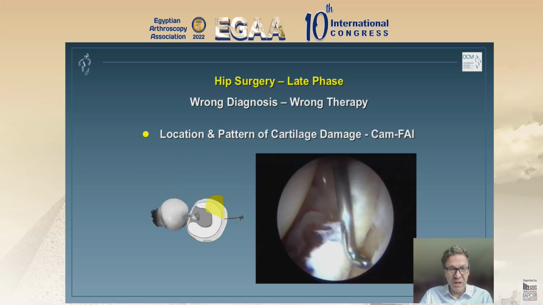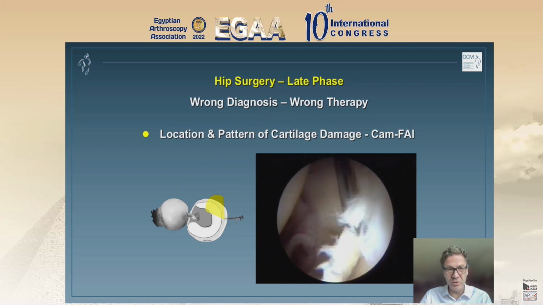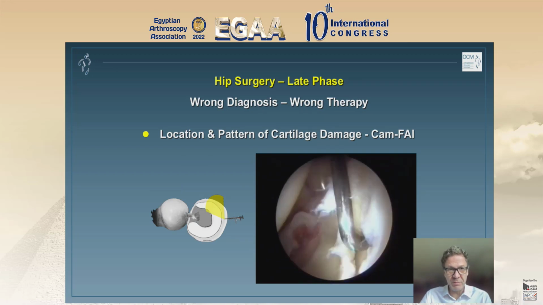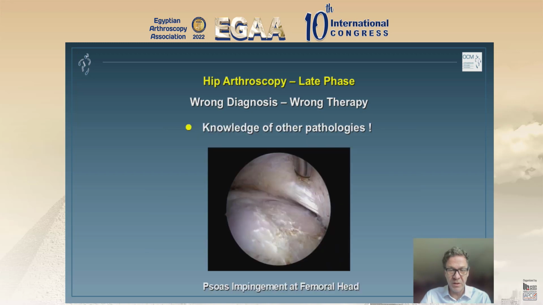So when you, for example, perform hip arthroscopies, it is always crucial to check the location and patterns of cartilage damage. If you see such a cartilage delamination at the anterolateral rim, this is a typical sign of cam femoroacetabular impingement. You always need to be open when you assess hip joints. For example, this patient here was suffering from psoas tendon impingement at the femoral head. As I mentioned before, we are not as far along in understanding as with other joints such as the knee and shoulder, so you always need to be open about detecting new pathologies.